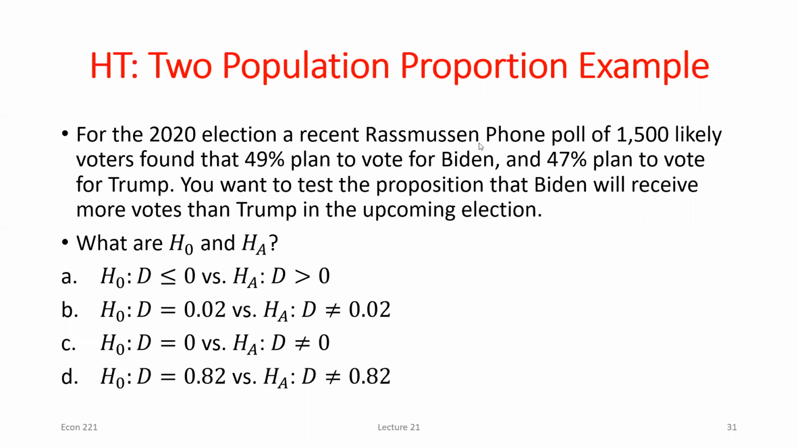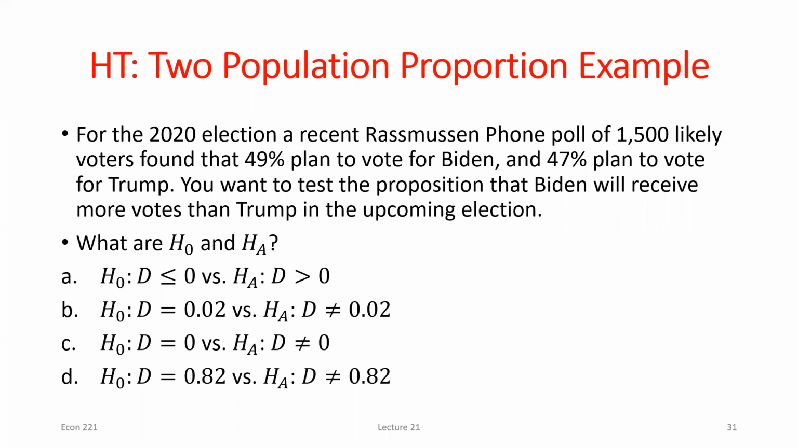So prior to the election, I had this idea of looking at some polling data and seeing whether or not it would predict the outcome. So I grabbed this Rasmussen phone poll data of 1,500 likely voters. 49% were planning to vote for Biden, 47% planning to vote for Trump. So if I wanted to test the proposition that Biden will receive more votes than Trump in the upcoming election, what would my null and alternative hypotheses be?